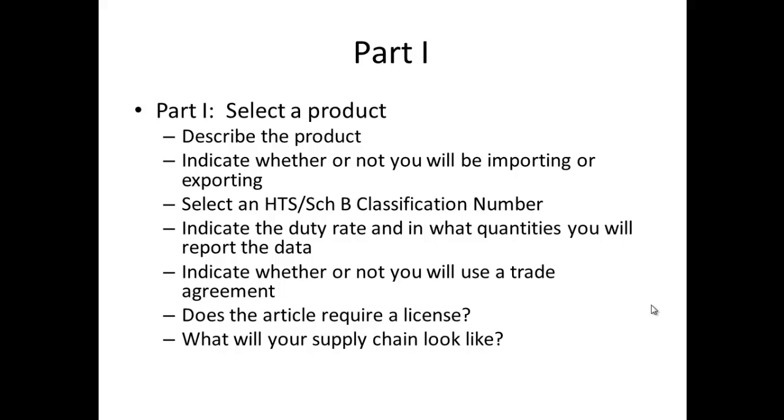So let's talk about part one. In part one, you're going to describe the product. You're going to indicate whether or not you'll be importing or exporting. You're going to select a Schedule B number or an HTS classification number. Indicate the duty rate and in what quantities you will report the data. Indicate whether or not you will use a trade agreement. Does the article require a license, and what will your supply chain look like? If you answer all these questions, part one will be complete for you.